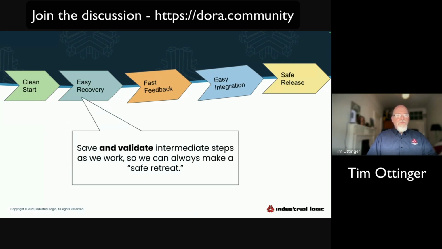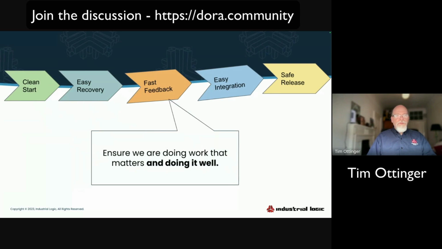And then we go to easy recovery, where we save and validate intermediate steps. So we have a blog at Industrial Logic on micro commits and how we use those. Basically, just save your game before a boss fight. And most fights are boss fights. So that's how we work. Again, we validate those with tests as we go, and we move on.